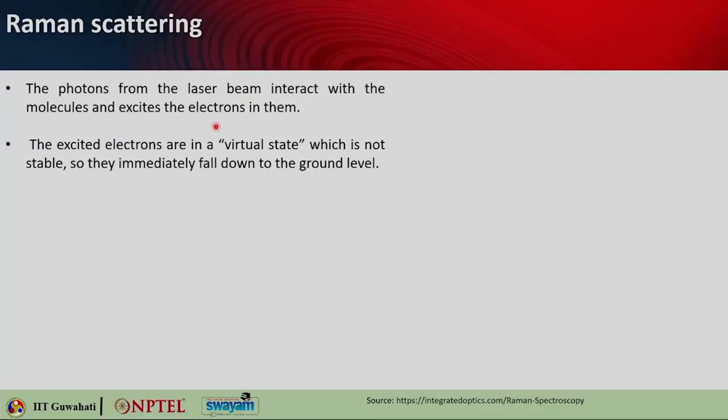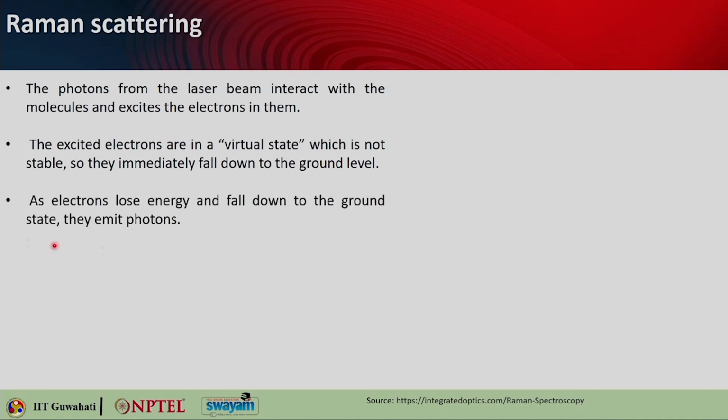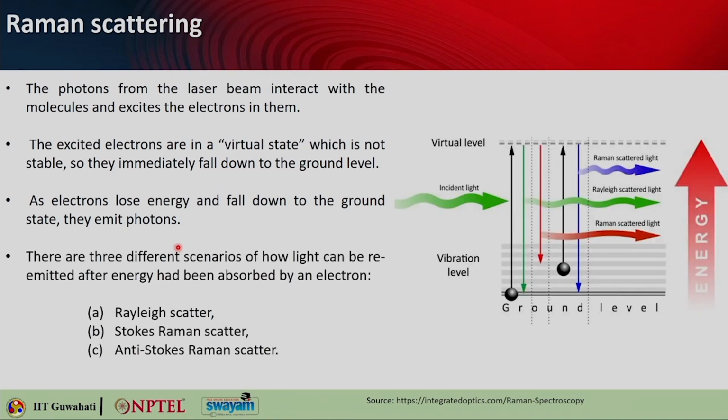The photons from the laser beam interact with the molecules and excite the electrons in them. The excited electrons are in a virtual state which is not stable, so they immediately fall down to the ground level, and as the electrons lose energy and fall, they emit photons. There are three scenarios of how light can be re-emitted after the energy has been absorbed by an electron. As you can see here, this electron absorbed the incident light energy and has gone to this high energy level, or the virtual level.